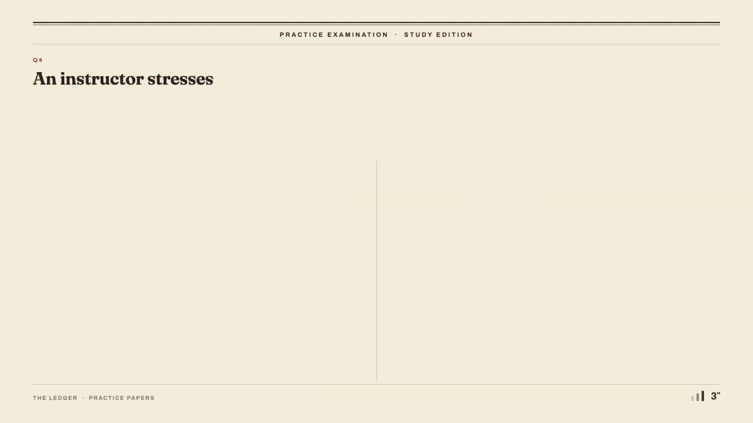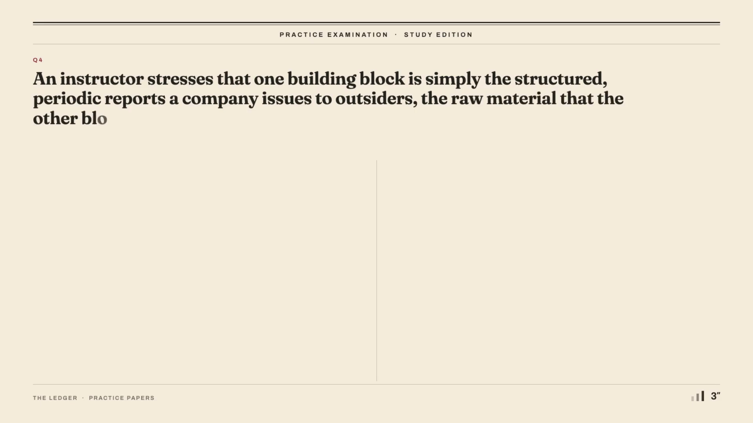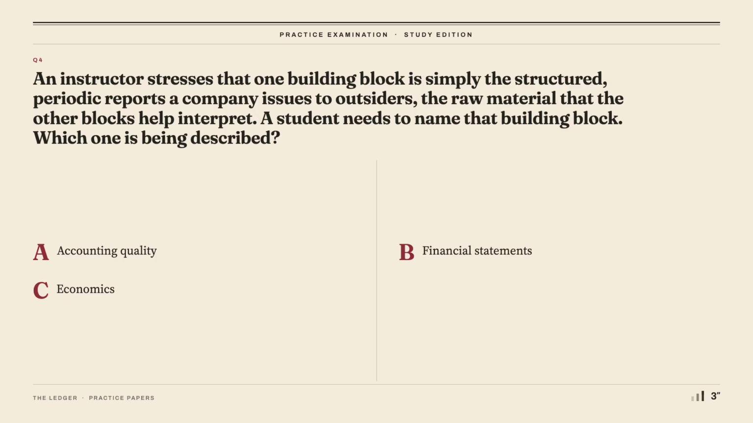Question 4. An instructor stresses that one building block is simply the structured, periodic reports a company issues to outsiders, the raw material that the other blocks help interpret. A student needs to name that building block. Which one is being described? Your options are A. Accounting quality, B. Financial statement, C. Economics, D. Strategy. What's your answer? Commit to one before I continue.